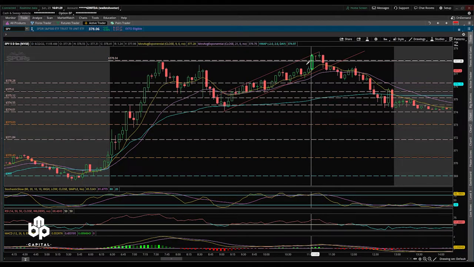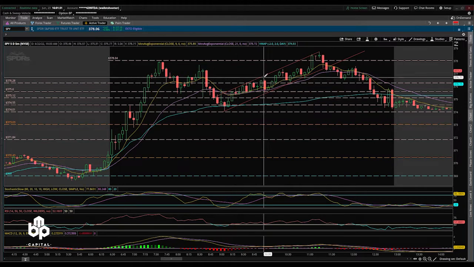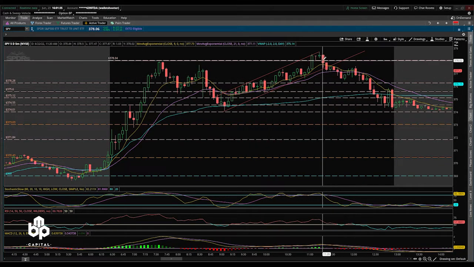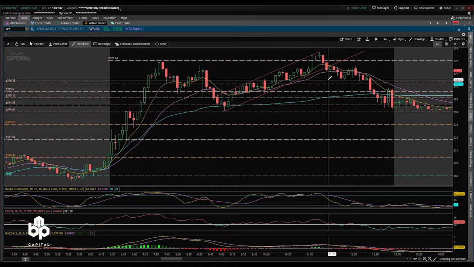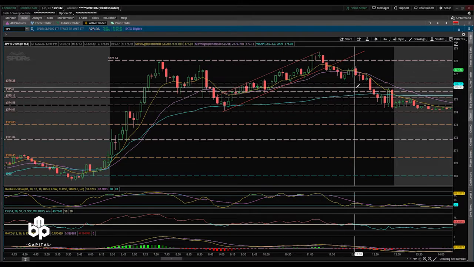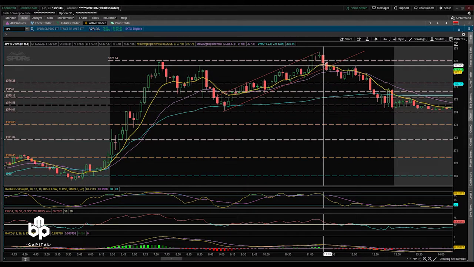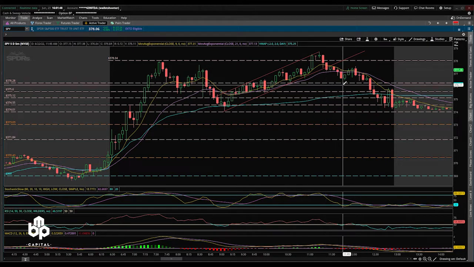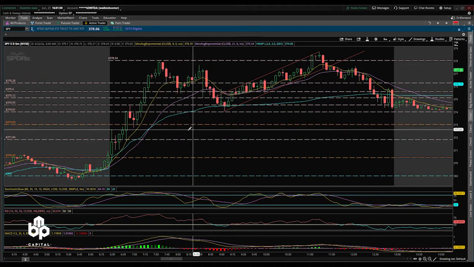Rising wedge right here. With a rising wedge, you can expect a pullback, right? Once it breaks, it can continue, but what we're looking for with a rising wedge is a reversal pattern, for it to break and reverse, and it's exactly what it did. And with a downward wedge, expect the same thing, right?